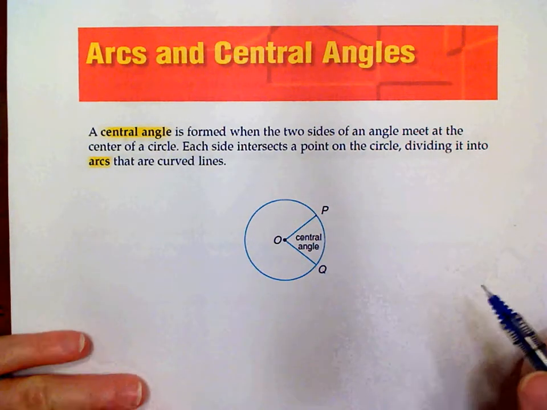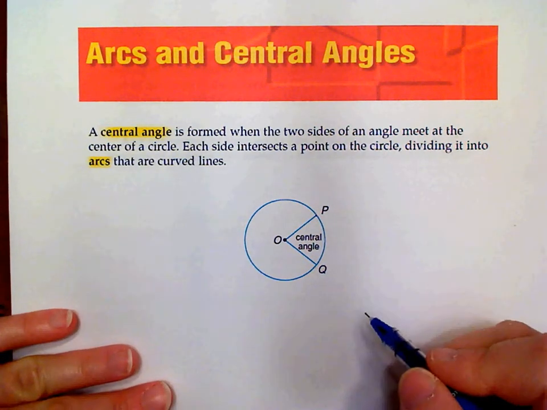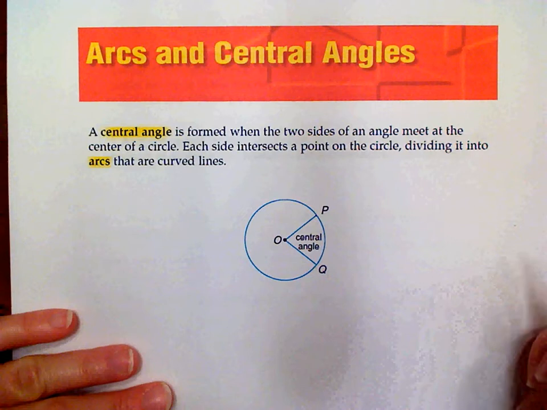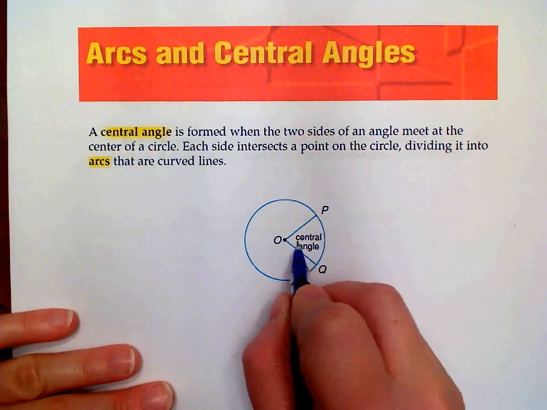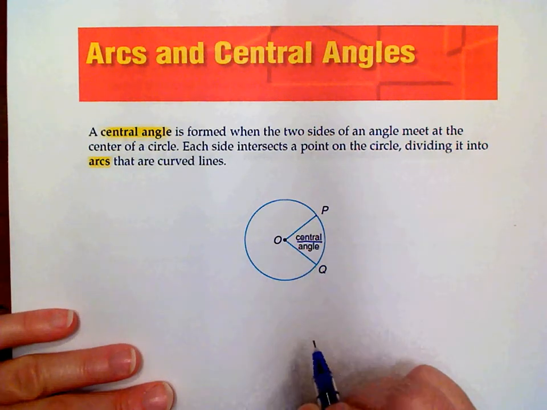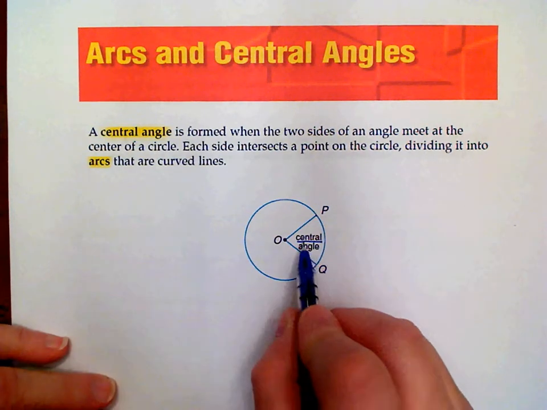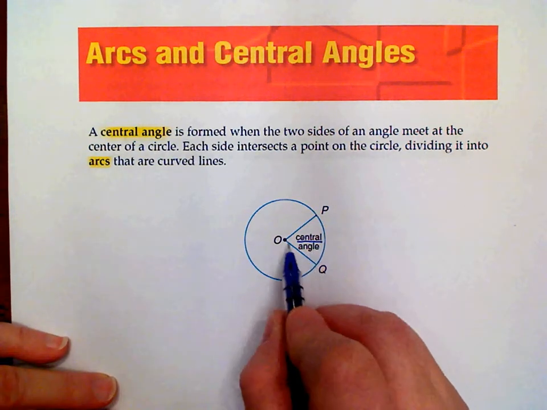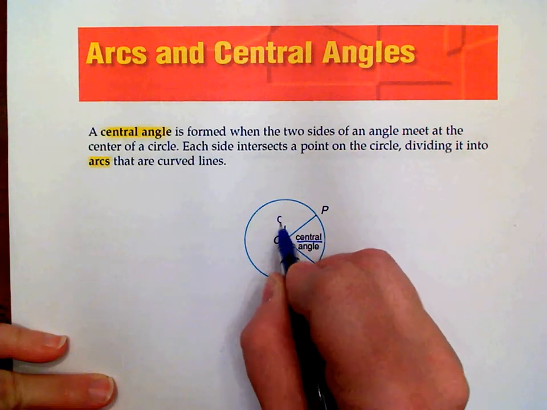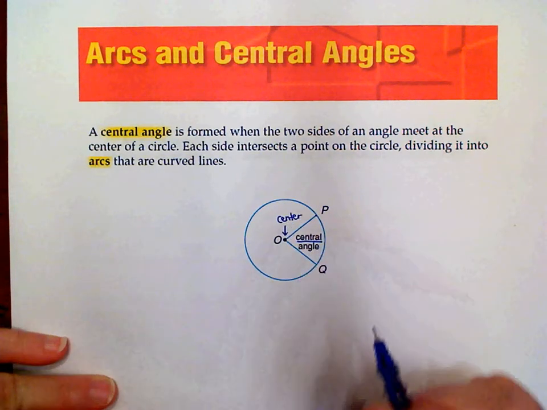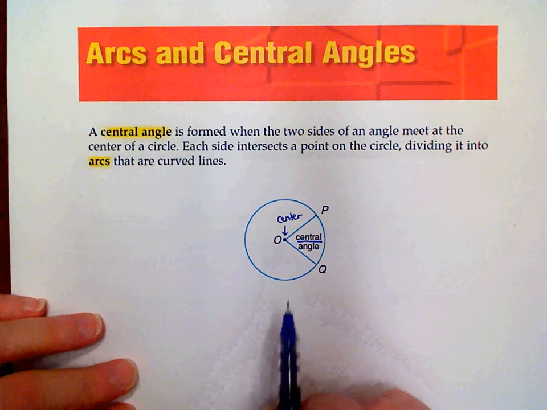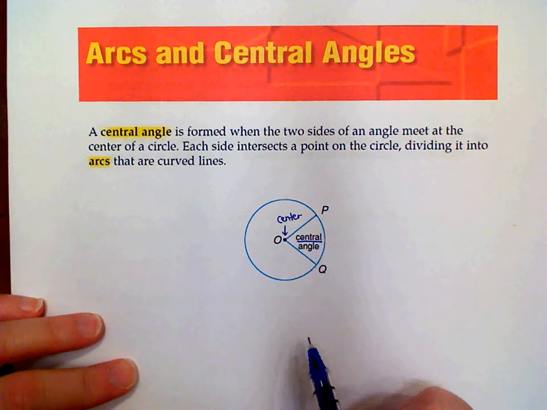Now we're going to start talking about arcs and angles, and there's different types of arcs and angles. The first angle we're going to learn is called a central angle. Mathematicians are not very creative in how we name things, but central angles have their vertex at the center of the circle. So any angle whose vertex is at the center of a circle is called a central angle.